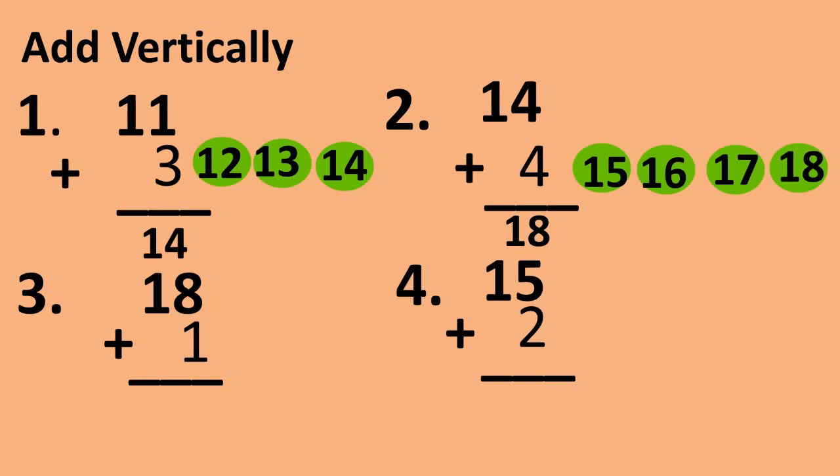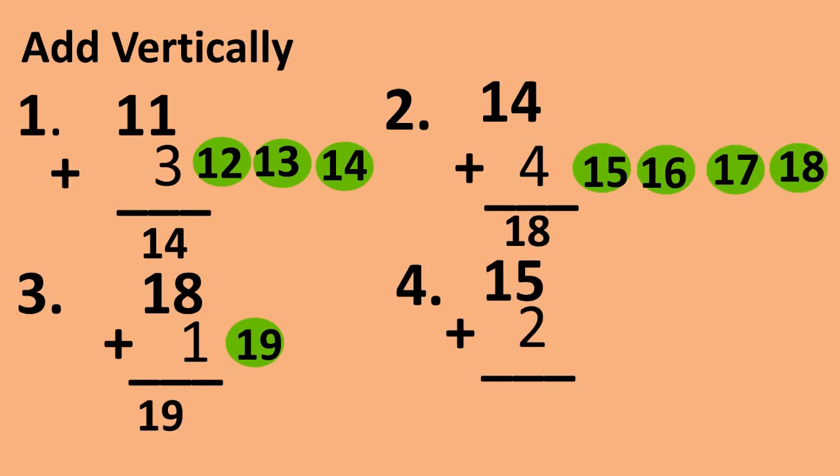Now student, third sums. In third sums we have 18 plus 1. So 18 number we will keep in our mind, and for 1 number I will draw 1 dot. Now we will count the number after 18. 19. So what answer we got? Yes, 18 plus 1 is equal to 19.